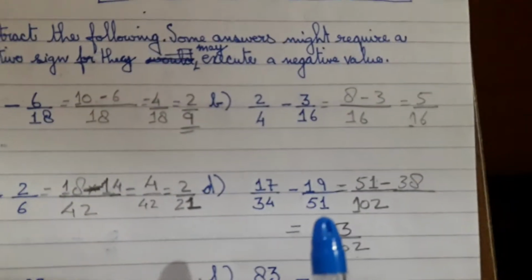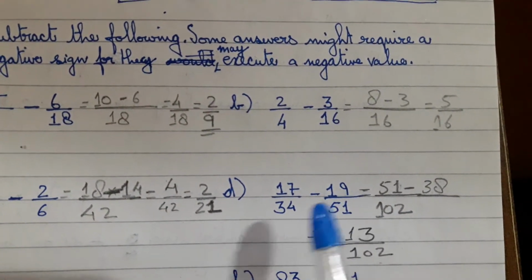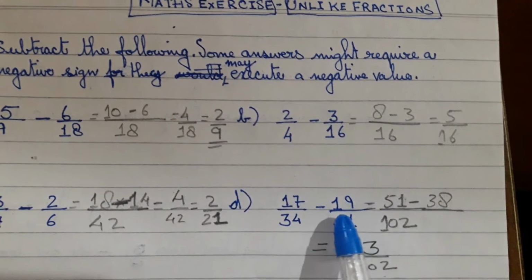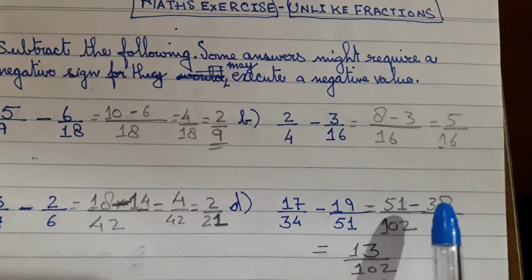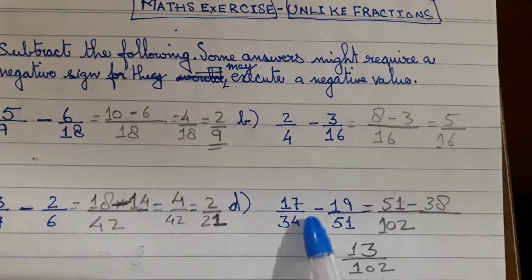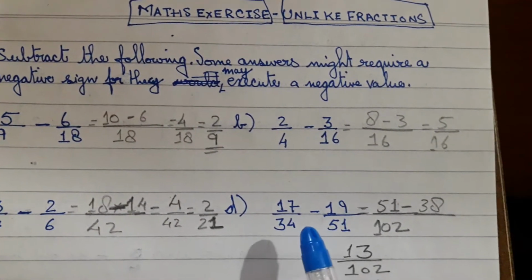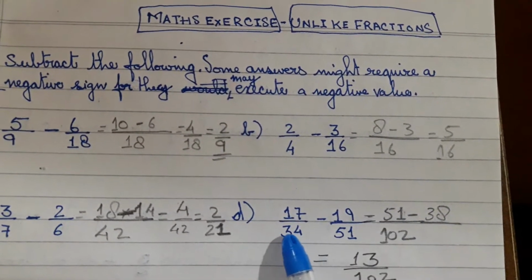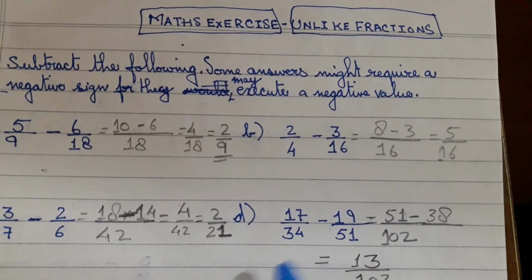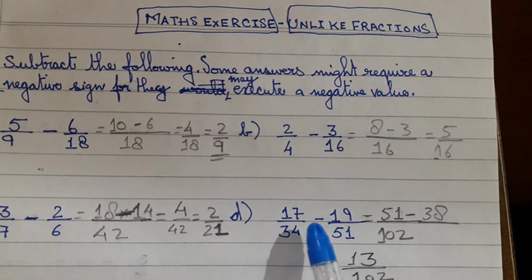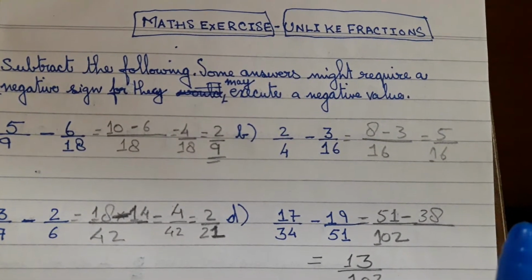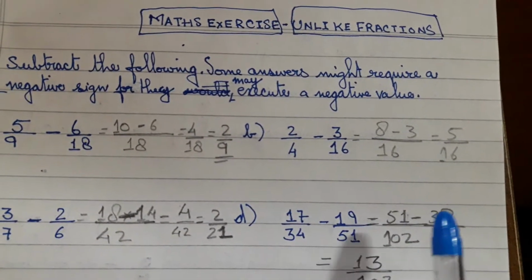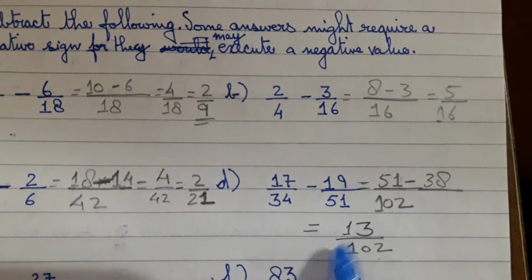17 over 34 minus 19 over 51. Now 51 cannot be common to 34 and 51, so you'll have to use the long division method. 102, right? To make it 102, you will have to multiply this by 3. All right, and how by 3? So divide 102 by 34, or you can just check whether it's 102 or not. 3 4s are 12, 2, right? 3 3s are 9 plus 1, 10, 102. All right, so 51 minus 38, and this is your answer.